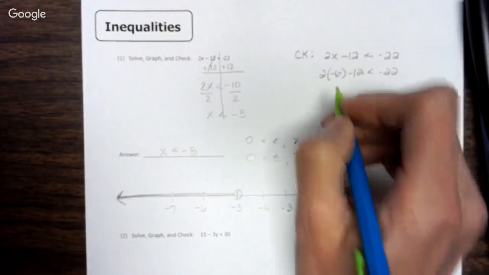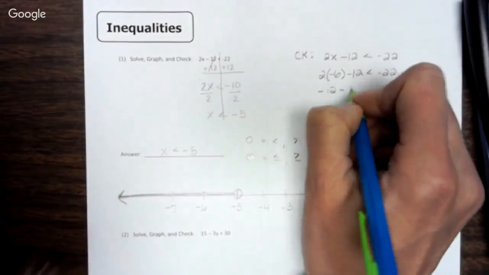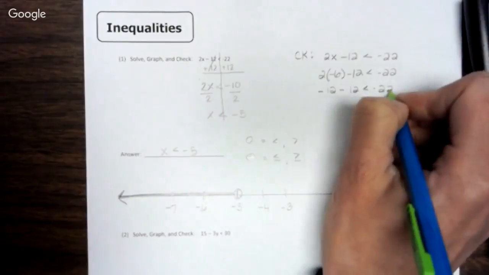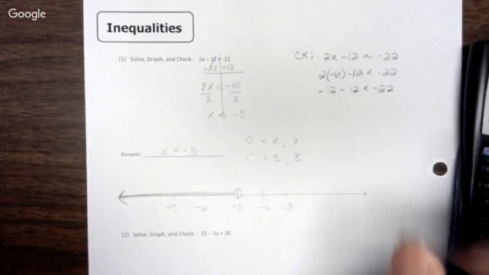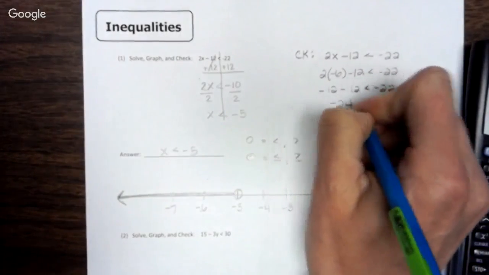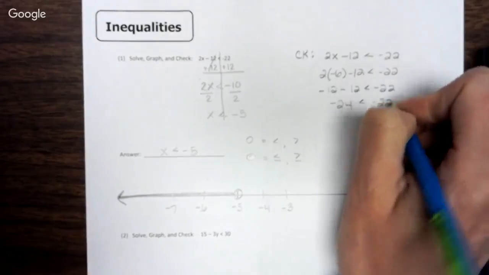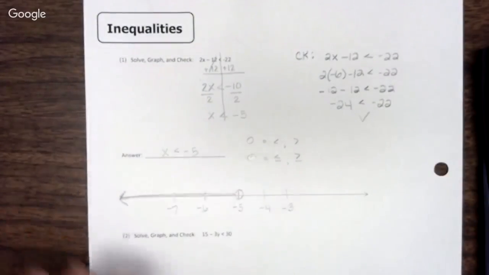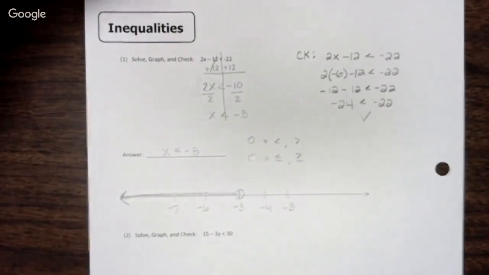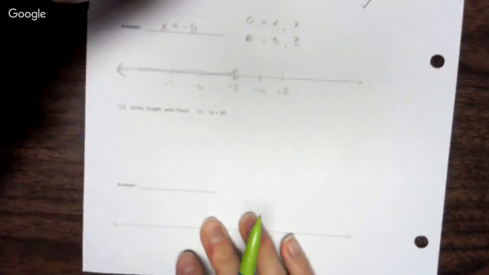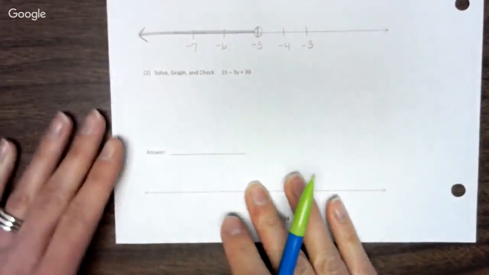So multiply 2 times negative 6 is negative 12. Now, don't guess on this. Take your calculator. Negative 12 minus 12 is negative 24. Is negative 24 less than negative 22? It is. So that means that it works on our inequality check. All right, let's move to the next example.